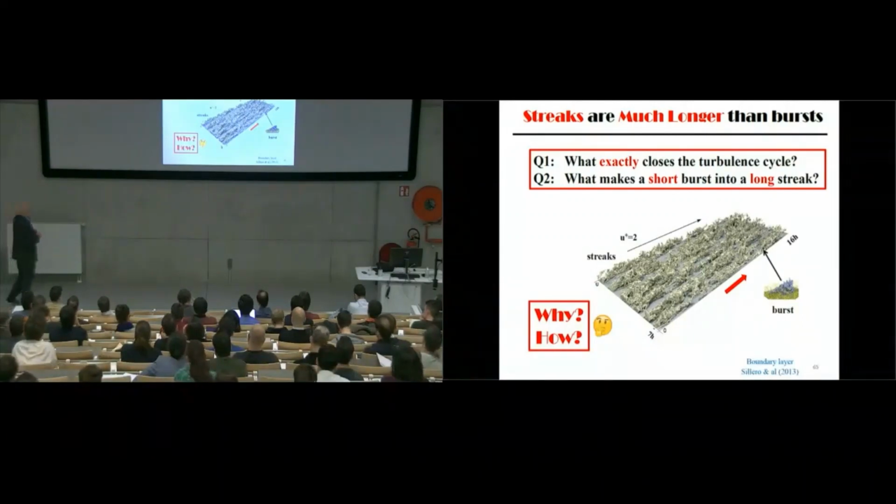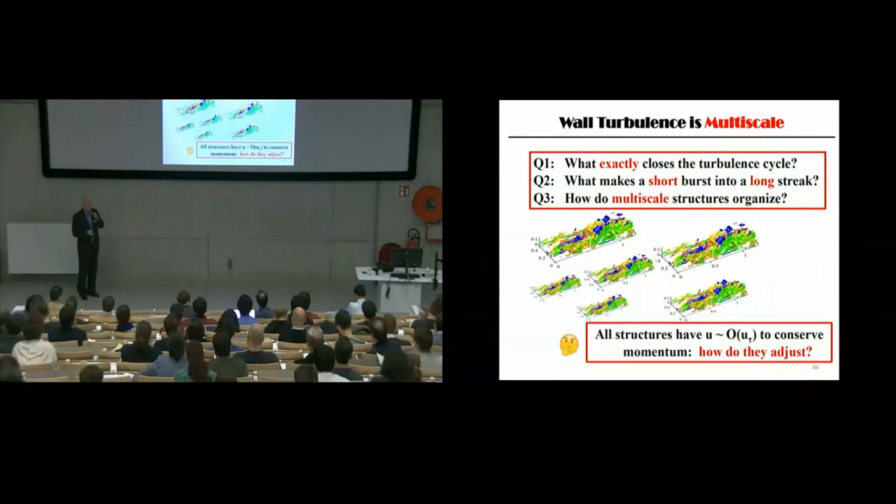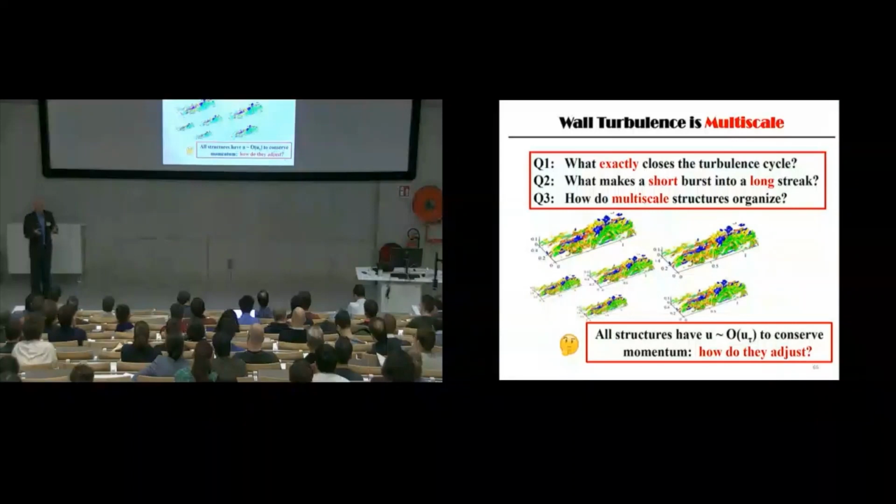There are other problems which are left, and I'm not going to put all of them here, but there's one which really makes me unhappy. What happens to all these multi-scale things? How do these structures talk to each other? They have to talk to each other because they carry the Reynolds stress, and the Reynolds stress has to be constant from the wall to the top. This is the momentum flux. The momentum cannot disappear in the middle of the channel. So they have to.